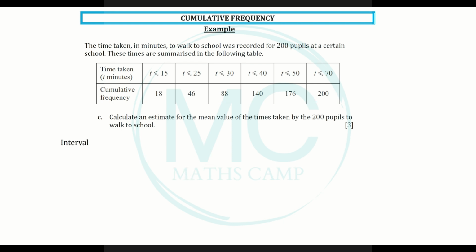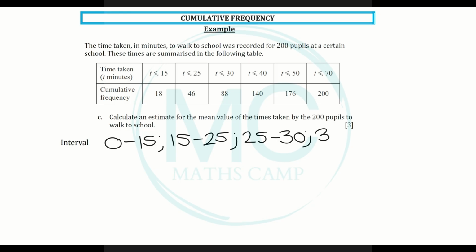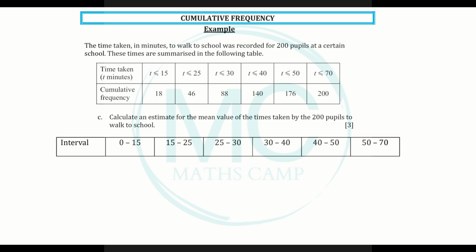Our first interval considers t values between 0 and 15. Then values between 15 and 25. Values between 25 and 30. Values between 30 and 40. Values between 40 and 50. And then values between 50 and 70. Let's tidy this up. Now we can find our midpoints.